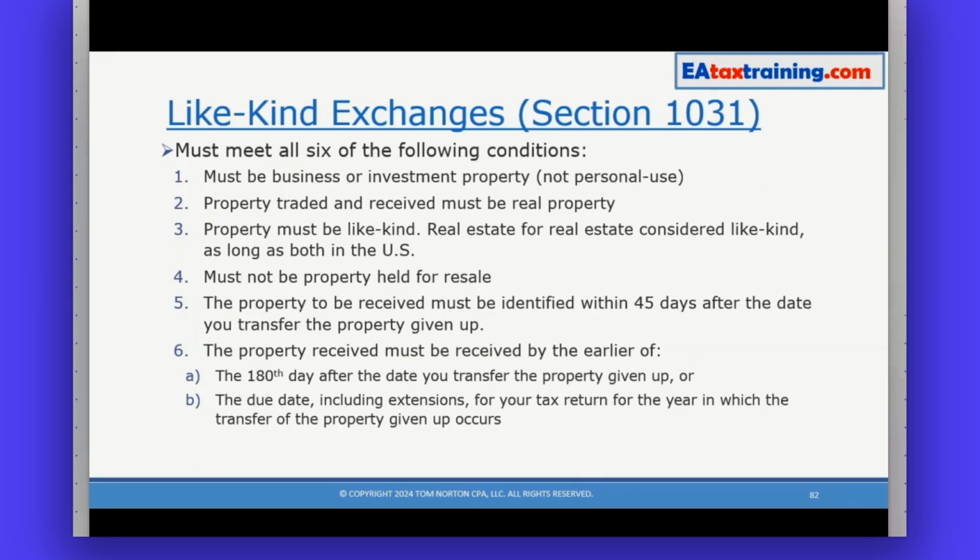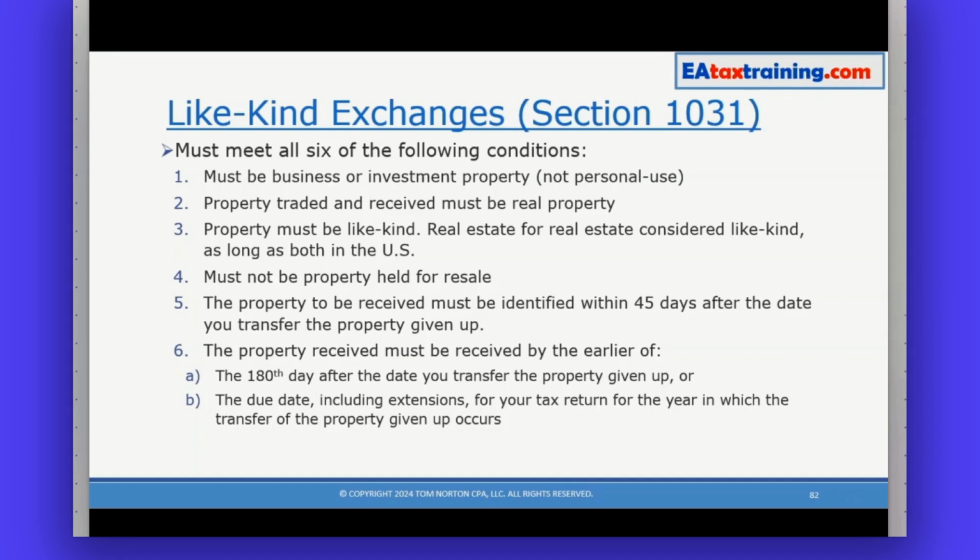Next, the property to be received must be identified within 45 days after the date you transfer the property given up. So what might happen is you might agree, hey, we're going to exchange property, and maybe the other person has several different parcels of property, and you haven't actually decided yet which of those several pieces of property you're going to exchange. That's okay, but you have to identify which piece of property it's going to be within 45 days of the day that you transfer your property.